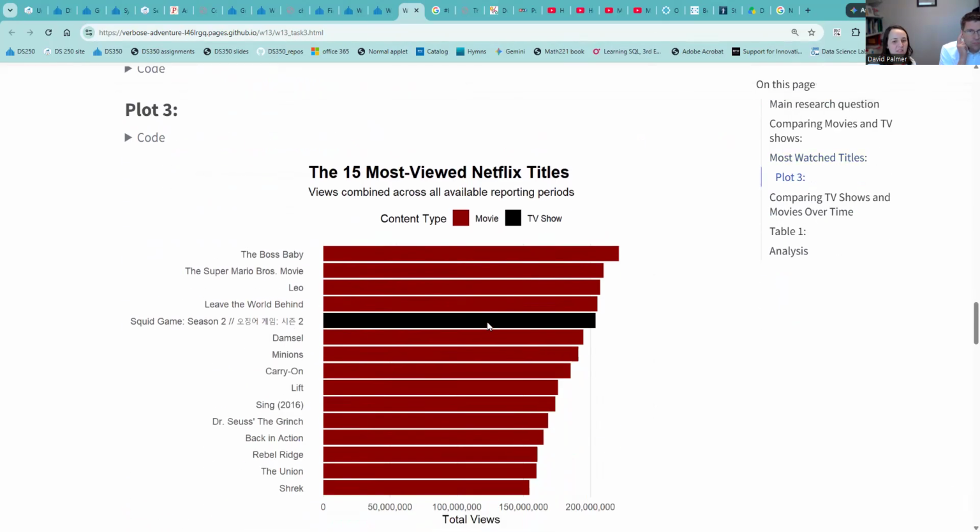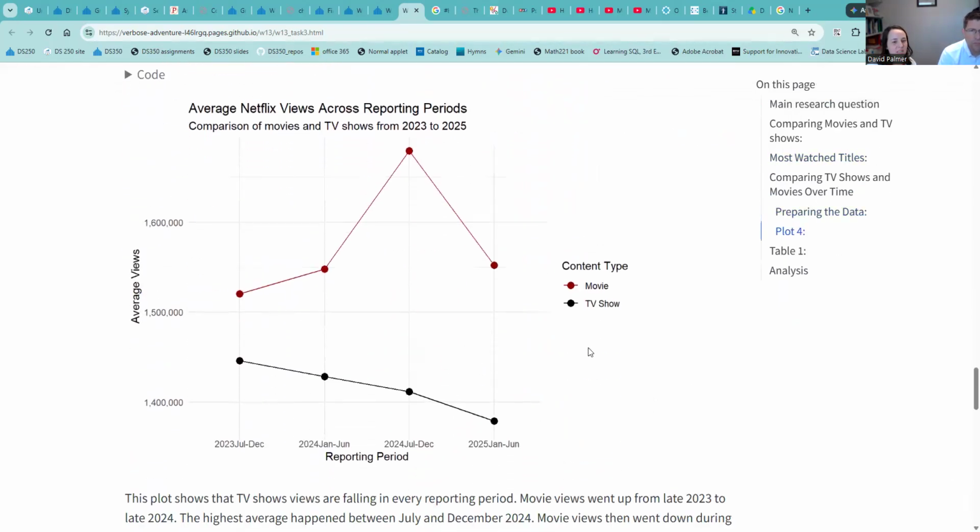Okay, so this other graph also helps understand this. It's the average viewing across periods of time, and we're comparing movies and TV shows. What's interesting to see is that the viewership of TV shows is actually going down. Even when we have movies spiking up and going down later, we still see TV shows going down. So people apparently are not wanting to watch so many TV shows from Netflix.